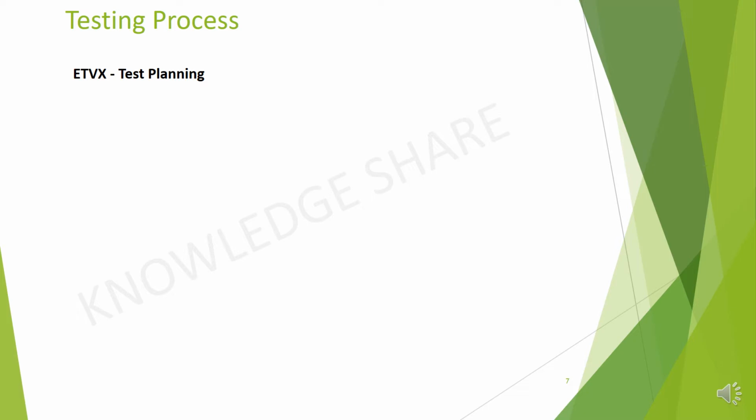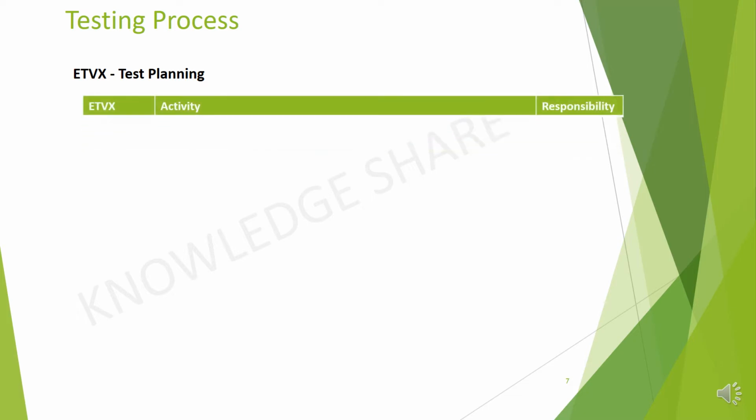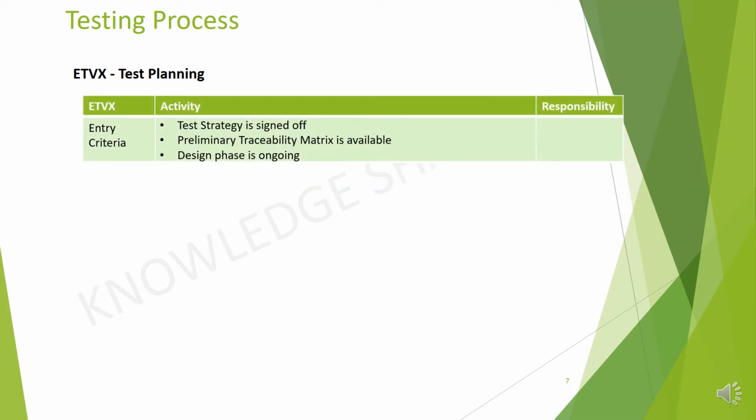The entry criteria for the test planning phase are: the test strategy document should be completed, the preliminary traceability matrix should be available, and the ongoing design phase.